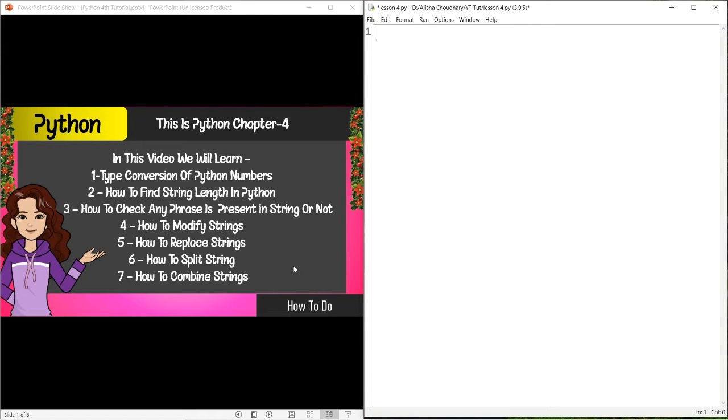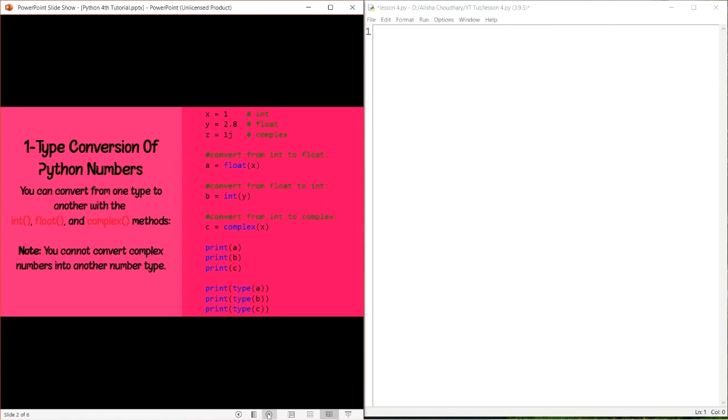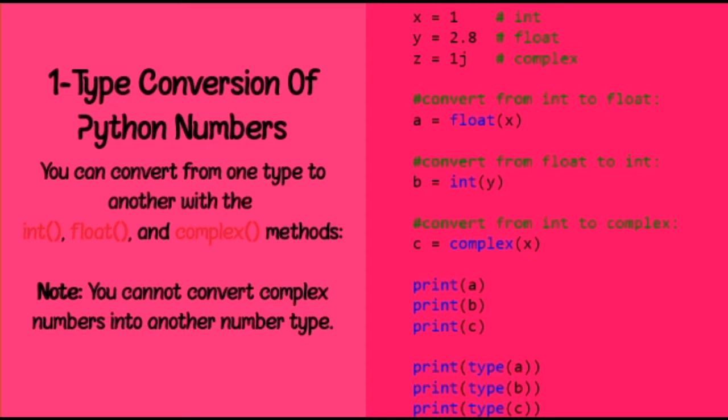So let's start with type conversion of Python numbers. You can convert from one type to another with the int, float and complex methods. Note, you cannot convert complex numbers into another number type.